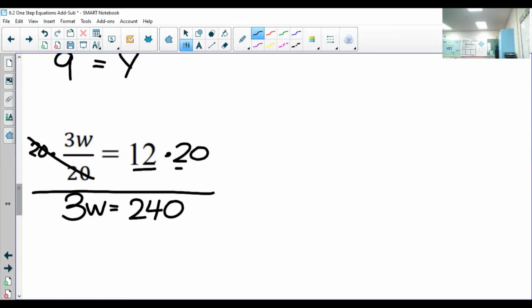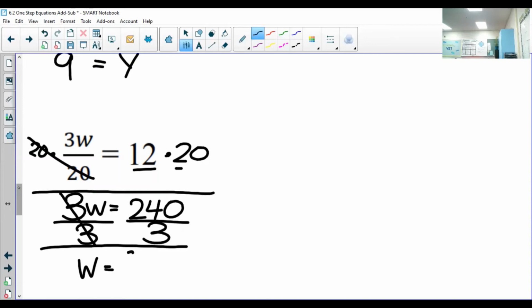Now I have 3 times w equals 240. How do I get rid of this 3? I have to divide, do the inverse. So I'm going to divide both sides by 3. My 3's are going to cancel, and all I'm going to have left on this side is a w. Okay? Now, what's 240 divided by 3? Well, I know 24 divided by 3 is 8. And then just bring down the 0, it's going to be 80.